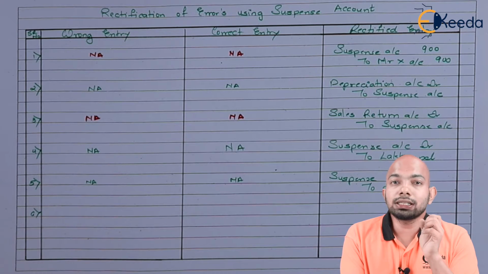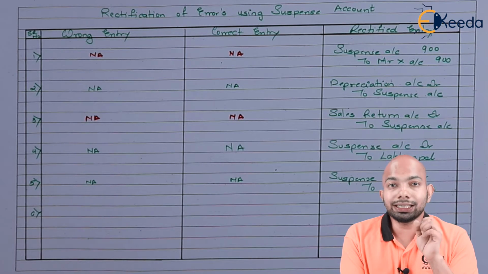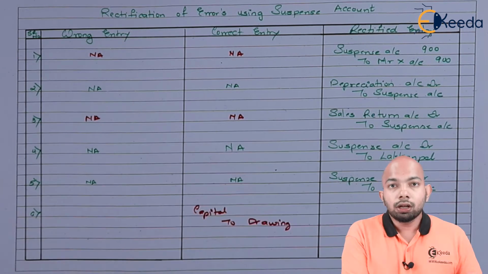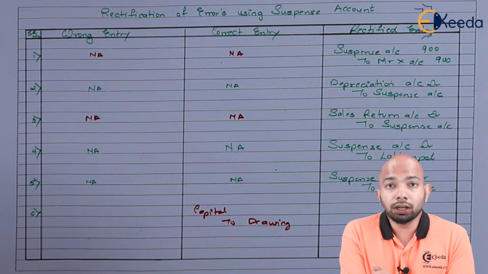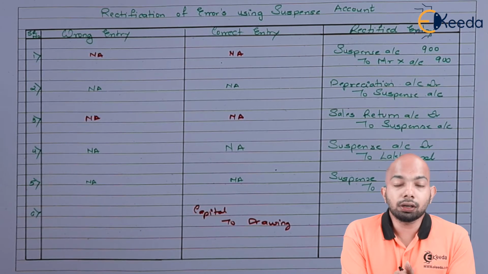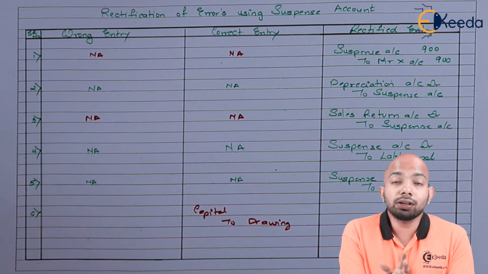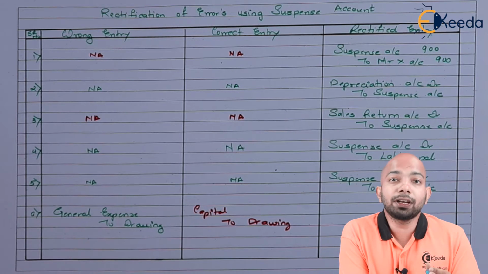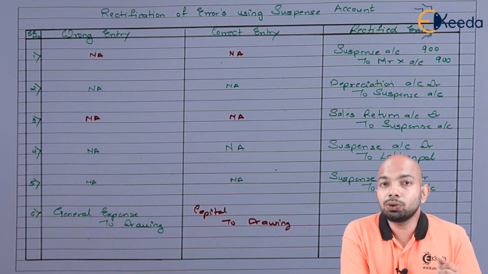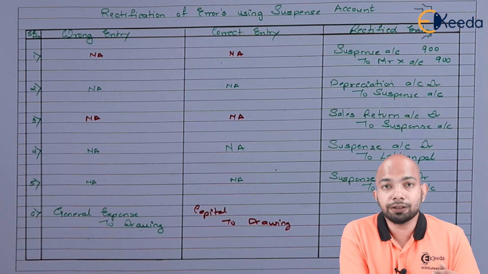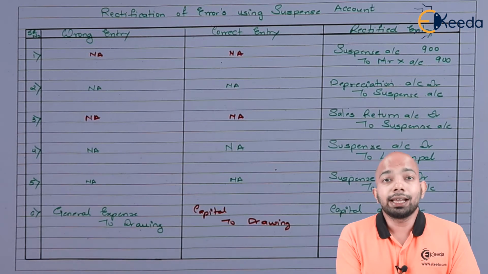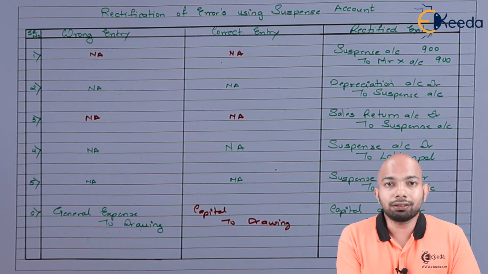So capital to drawing is the journal entry that is supposed to be mentioned. However, they have mentioned it as a general expense here. So the correct entry is capital account debit to drawing account, which is a reduction in the value of the capital. Instead, they mentioned general expenses here. So the rectification entry will be general expenses credited and capital debited here. So there is no usage of suspense account in this specific scenario. This is how you pass the rectification entry for all these transactions. Let's go on to the next sheet and prepare the rectification entry for the balance three transactions here.